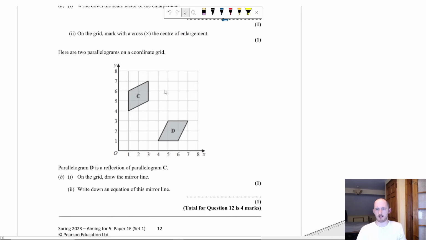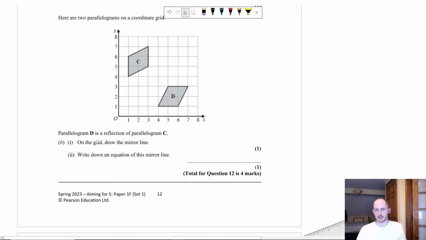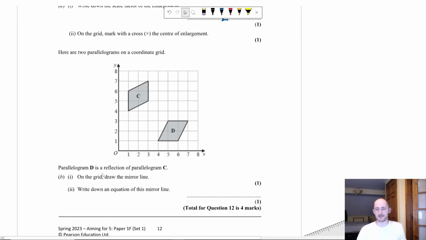Here are two parallelograms on a coordinate grid. Parallelogram D is a reflection of C. On the grid, draw the mirror line and then write down the equation of the mirror line. Interesting. Okay, so this requires a bit of eyeballing. A little bit of eyeballing.